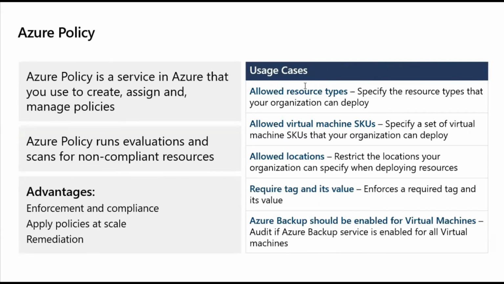So use cases: allowed resource types, specify the resource types that your organization can deploy. Like a VM deployment, storage account deployment, application deployment, you can control with this policy how that deployment can happen. You can manage some policy around that. Allowed virtual machine SKUs, specify a set of virtual machine SKUs that your organization can deploy. Allowed locations, restrict the locations your organization can specify when deploying resources.